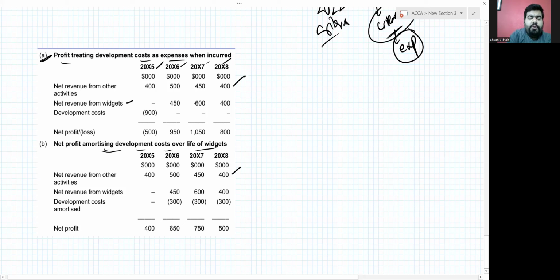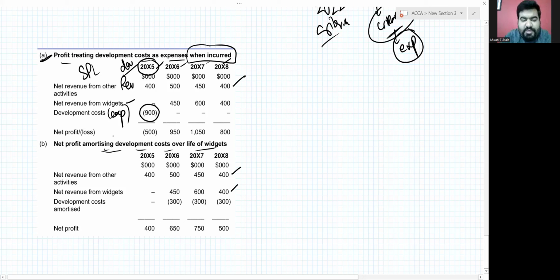Now, the main thing: if development cost is incurred as expense, for example, in 2005 you have done the development and you have incurred the cost of 900. Because it's an expense, you will deduct it from revenue in the SPL. Basically in the SPL, revenue minus expense is equal to profit. It is written here.